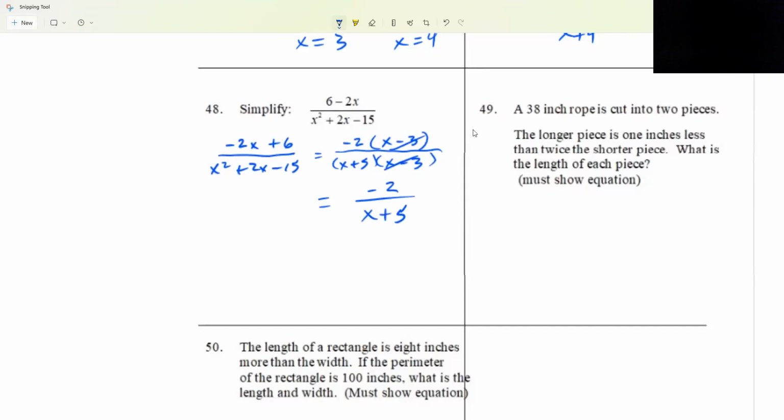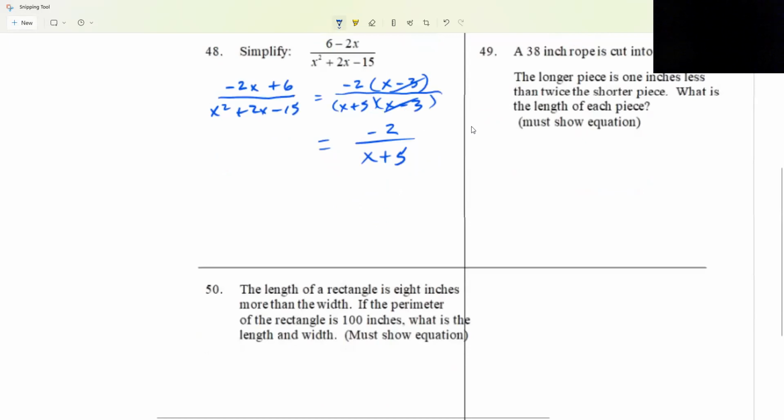For number 49, they like these kinds of questions. You've got a 30-inch rope. It's cut into 2 pieces. So here's your rope, cut into 2 pieces. It says the longer piece is 1 inch less than twice the shorter. You don't know what the shorter piece is. So here's the shorter piece. We don't know what that is.